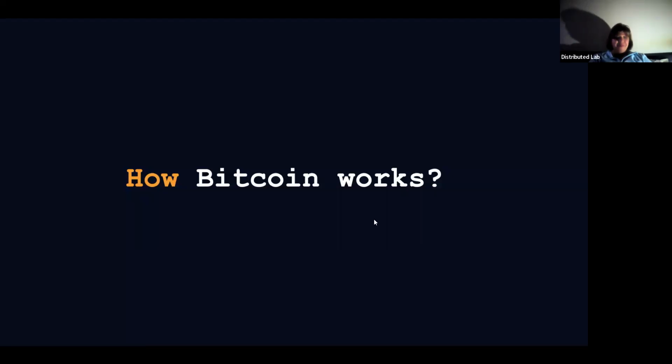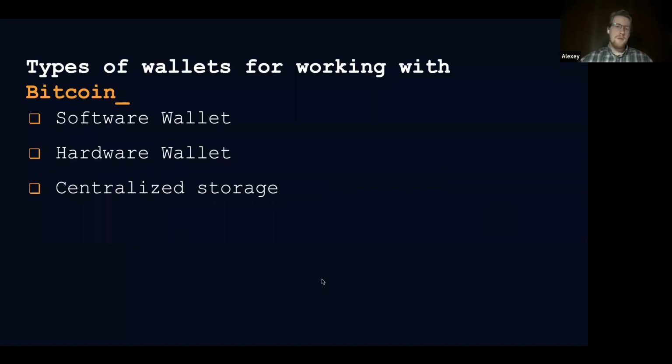So today we are going to jump a little bit deeper into how Bitcoin works and see some more additional details about wallets and their mode of operation. First of all, let's define the three main types of wallets for working with Bitcoin.